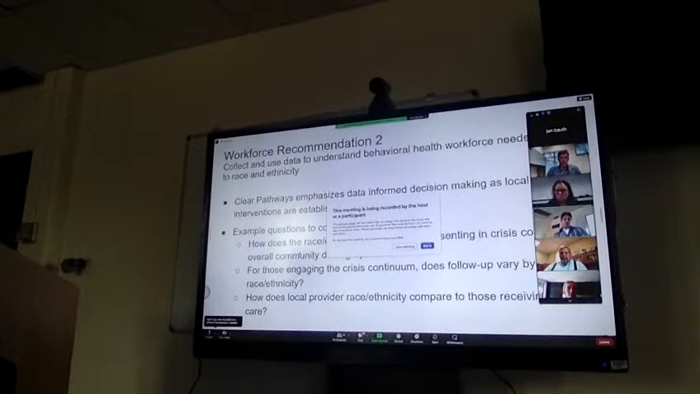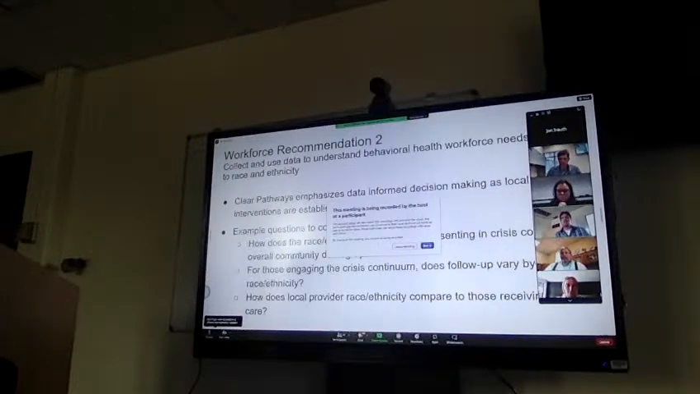With workforce recommendation 2, we wanted to put out some questions to you all, and I know that we're wanting to leave the end for more questions, but collect and use the data to understand the behavioral health workforce needs related to race and ethnicity. And the first several months of work on this helped us get a clear understanding. Here we show clear pathways, emphasizes data-informed decision-making as local interventions are established or strengthened. Maybe there's another intervention we would like to add and consider for the different populations in different areas.